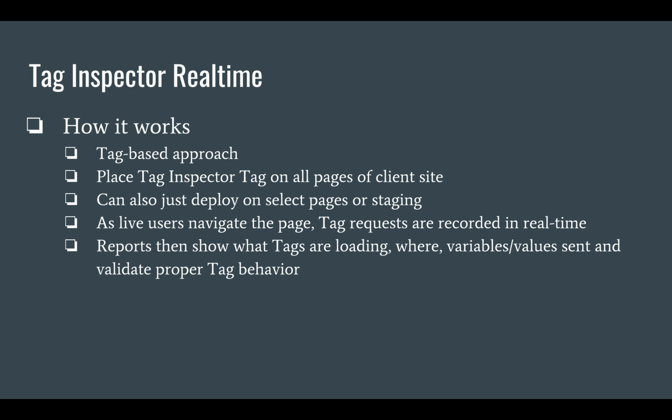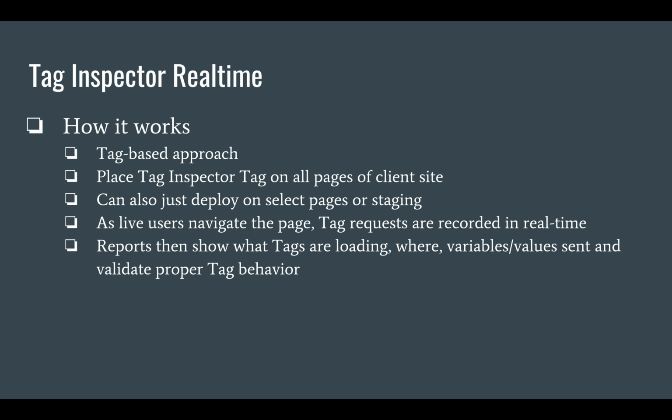So how it works is it's a tag-based solution. You deploy our Tag Inspector Realtime tag across all pages of a website or a specific section if you're only wanting to look at one area. As live users go through and interact with your site, so load different pages, click on buttons, buy things, interact with different aspects on the website, our Tag Inspector Realtime tag will sit there and just record and analyze the tag behavior that's happening. So again, recording all of those requests, recording timing information, page timing information, in order to be able to go back into our reporting and then offer you insights and analysis.